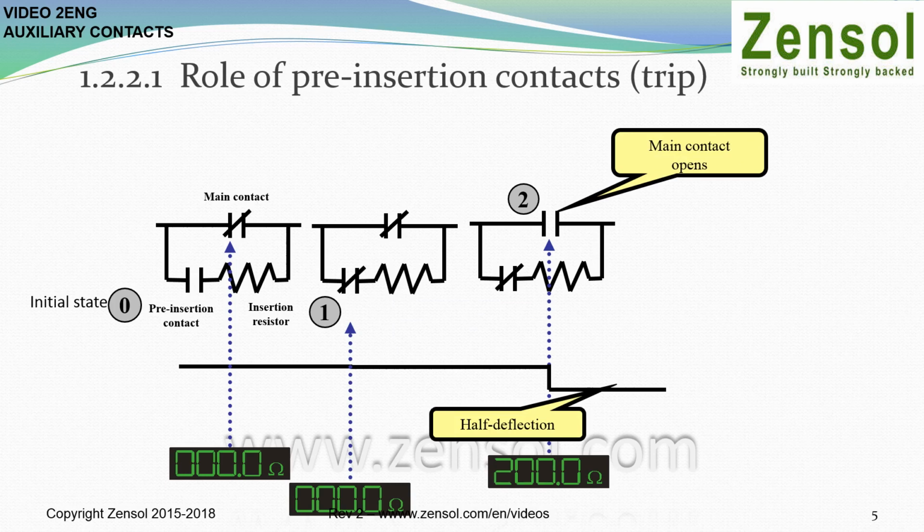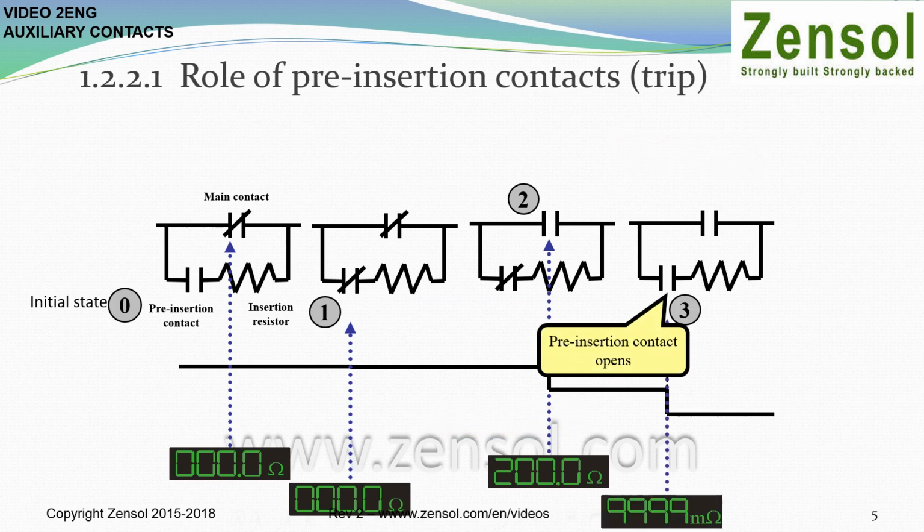The current then flows through the resistive contact, and we note a half deflection caused by the insertion resistance. The third stage is the opening of the pre-insertion contact. Another half deflection is caused by the opening of this. The circuit being open, resistance is infinite, and the circuit is completely open. This manner of operating the pre-insertion contacts limits overvoltages during the opening of circuit breakers. They are required in the case of inductive circuits such as transformer coils.